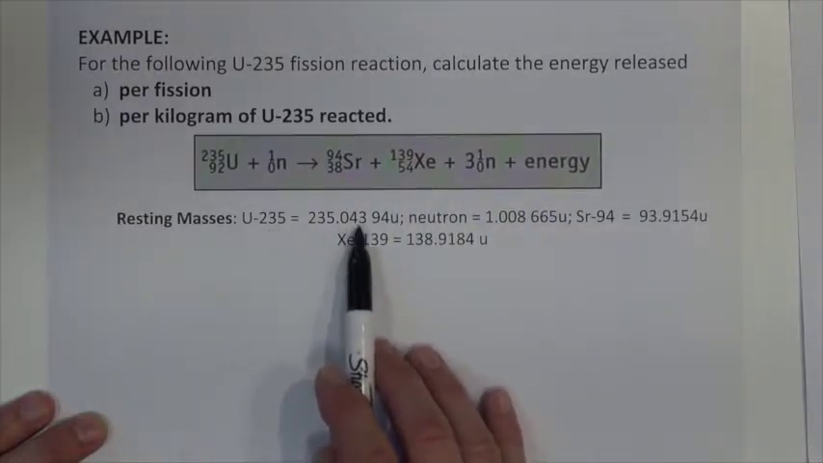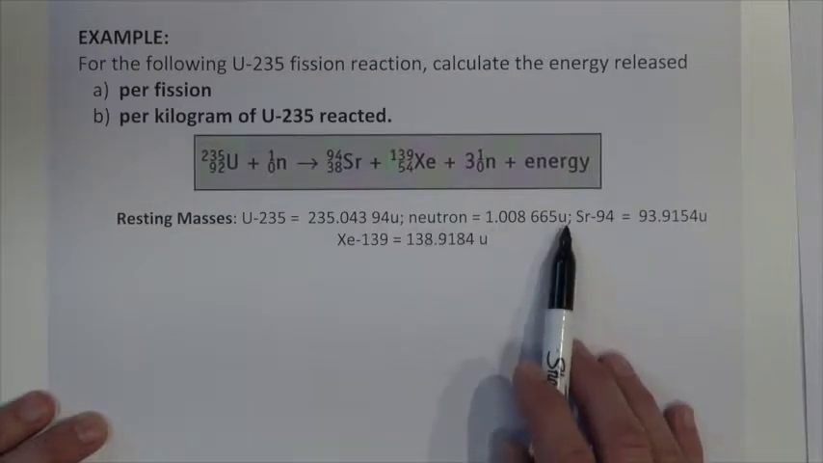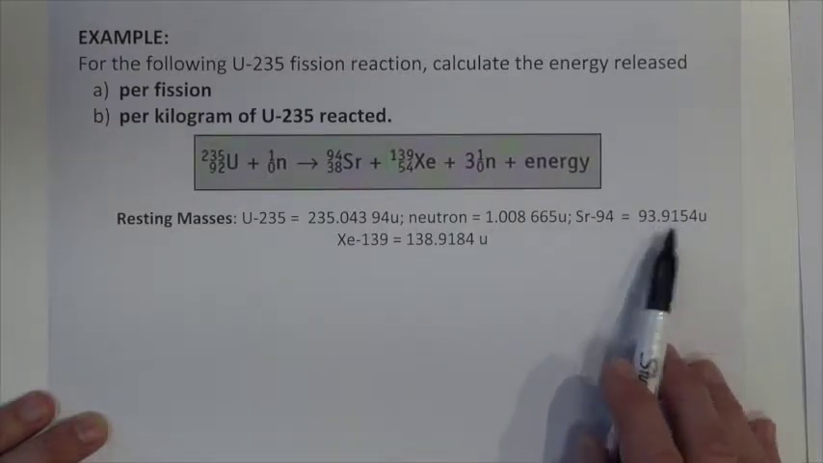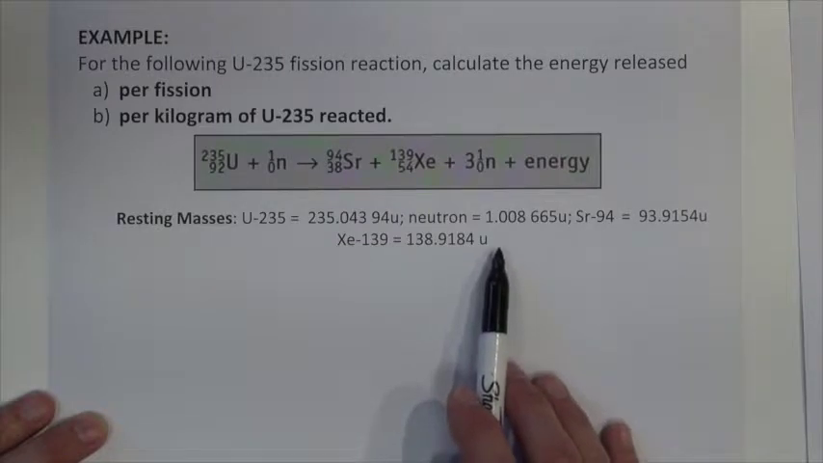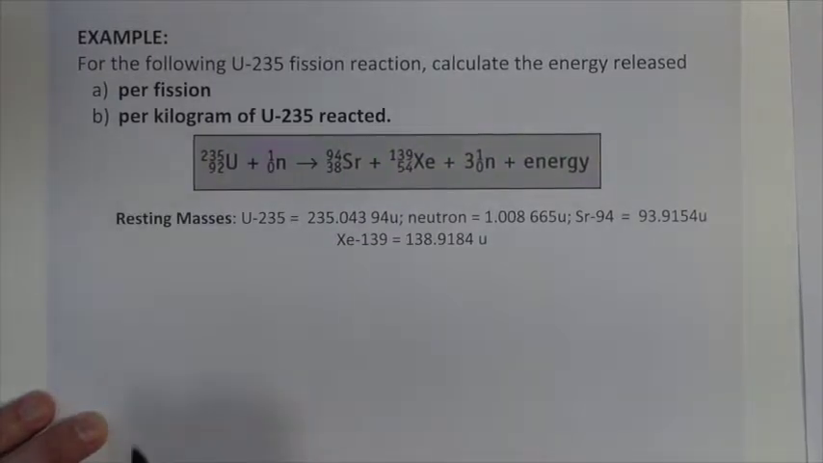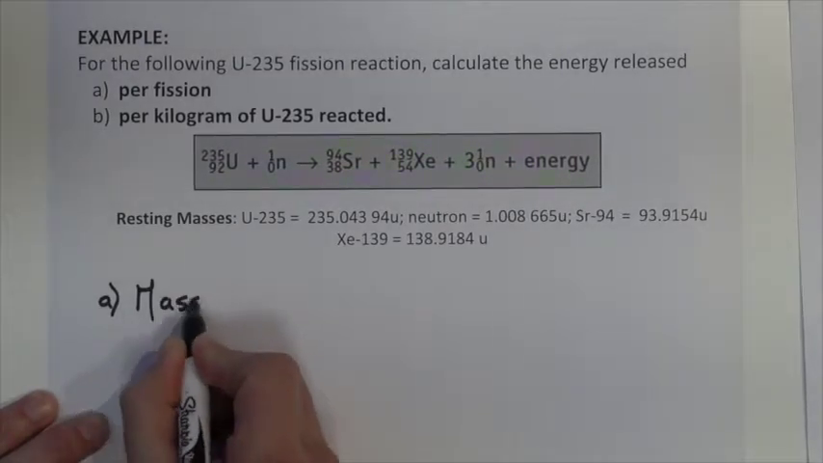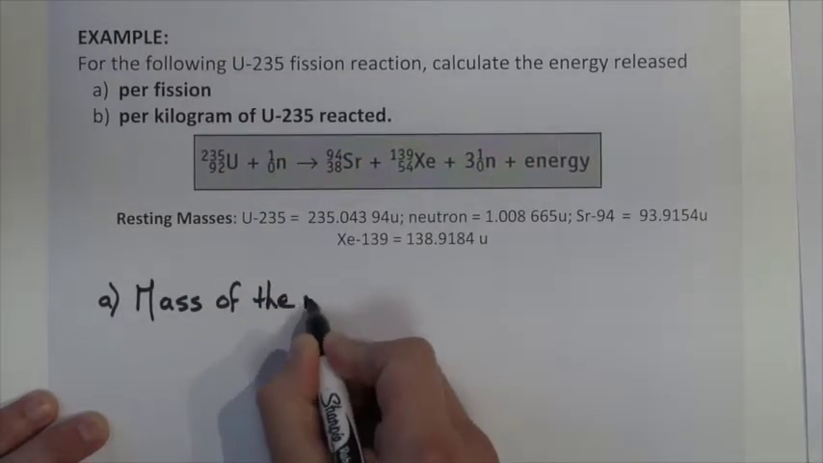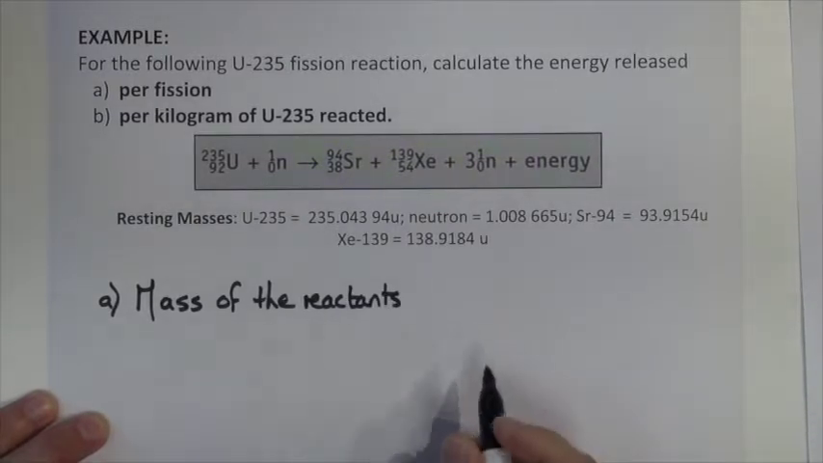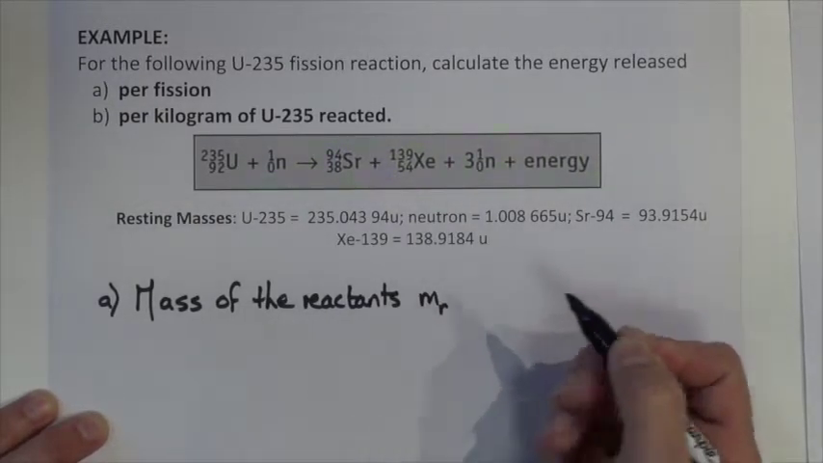We've got the resting masses of our U-235, our neutrons, our strontium-94, and our xenon, and all of them are in atomic units. Okay, so let's find out what the energy is per fission. So first off, we've got to work out what the mass of the reactants are. I'm going to call that MR.